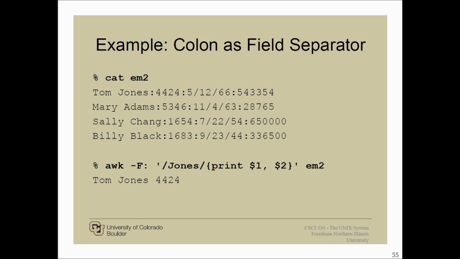Sorry, I said the first and second record, the first and second field. So again, it's going to delimit it on the colons. It's going to look for the word Jones on any of the lines. It's going to find a match on one of them, and then it's going to apply this action, which is print the first two fields. Notice the first field is the name, and the second field is the four-letter digit.